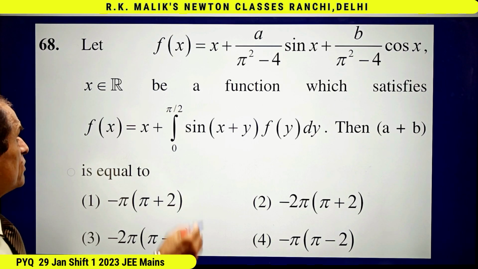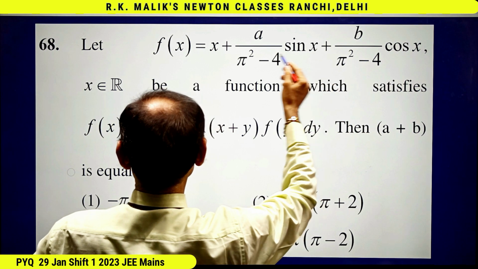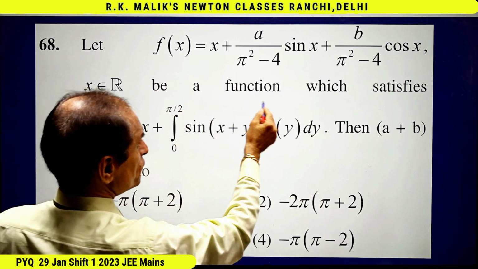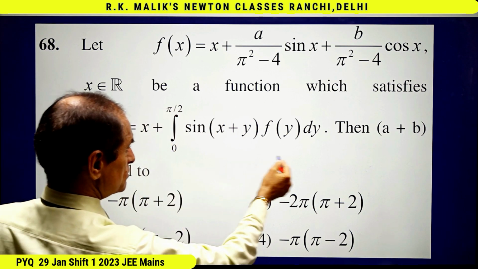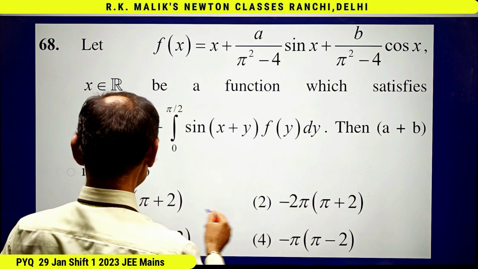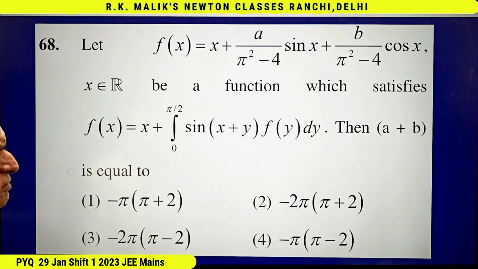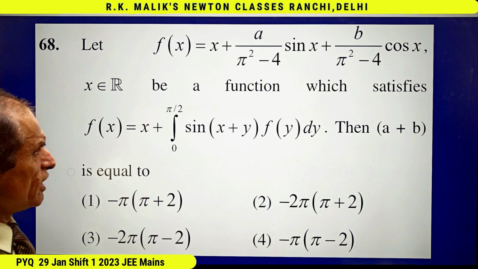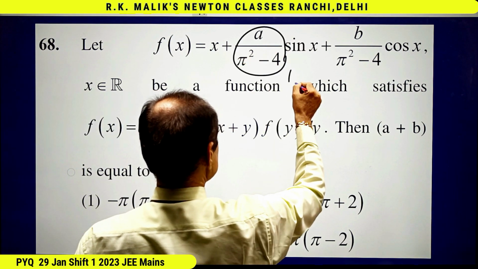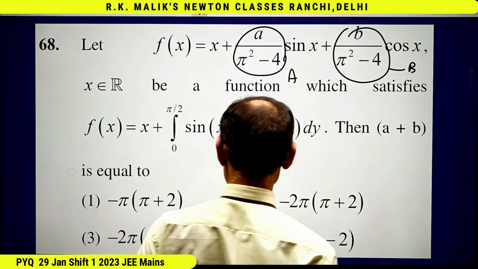In this question, it is given that f(x) is equal to this expression, where x is a real number, be a function which satisfies this condition. Then the value of a plus b is equal to, you have to find the correct choice. First of all, just for convenience in writing, I'm naming this part as a and this part as b.